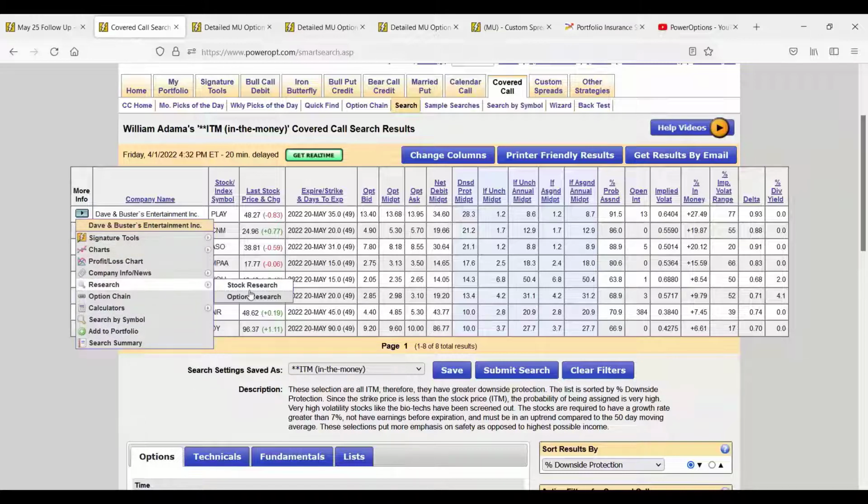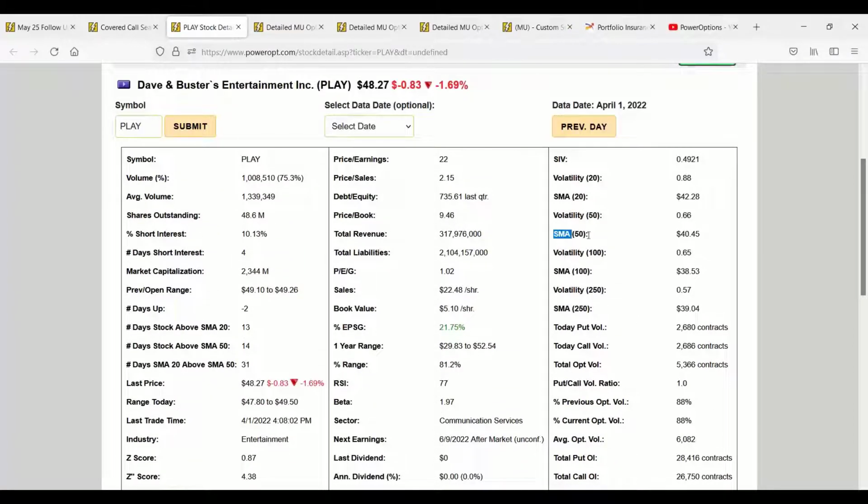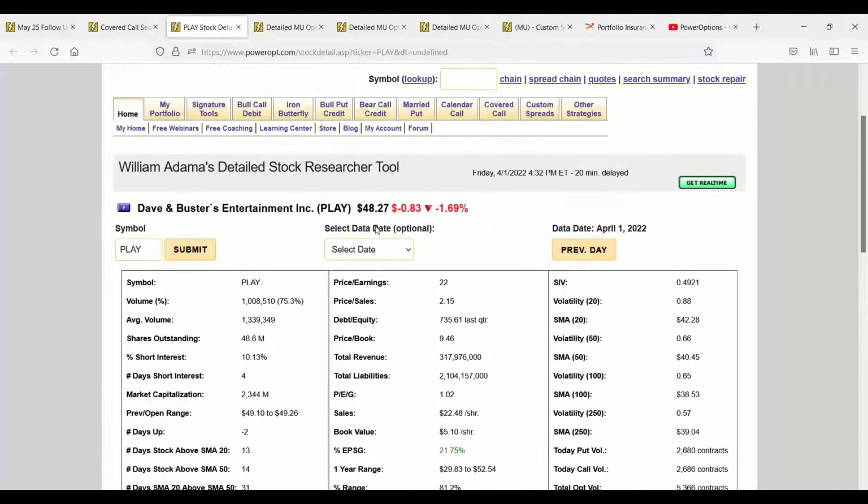But as we just did with that research tool, I can go to stock research there, and we see our 50-day moving average is 40.45. The stock's at 48.27, so it's still significantly above, almost 20% really, above its 50-day moving average. And its 20-day moving average is 42.28, so it's still above that as well.